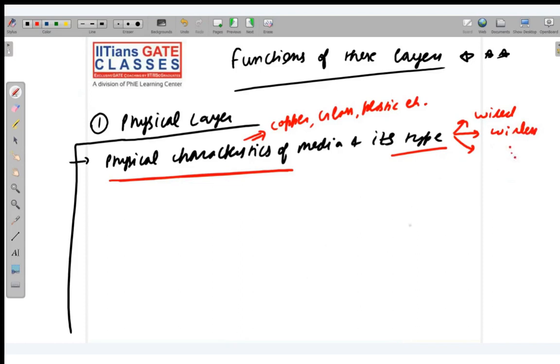Anyway, you should know the names only. These will be asked, like which layer is responsible for physical characteristics of media and its type. So the physical layer is responsible for these things. Okay, the next is representation of bits.